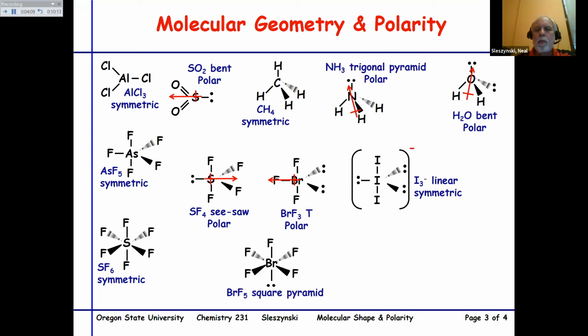We go to bromine pentafluoride, a square pyramid. Now there is a charge distribution. The center of the positive charge on the bromine, the center of the negative charge on the fluorine that's at the apex of the square pyramid. And then finally, xenon tetrafluoride is symmetric. So the center of the positive charge and center of the negative charge are no different.